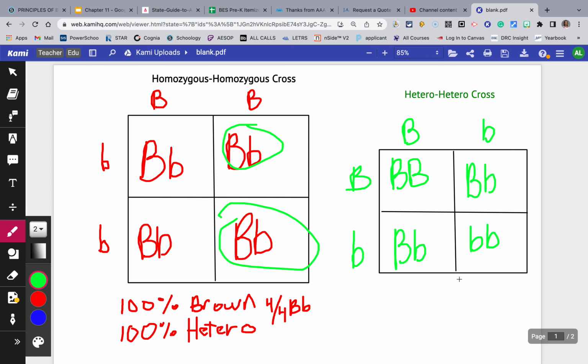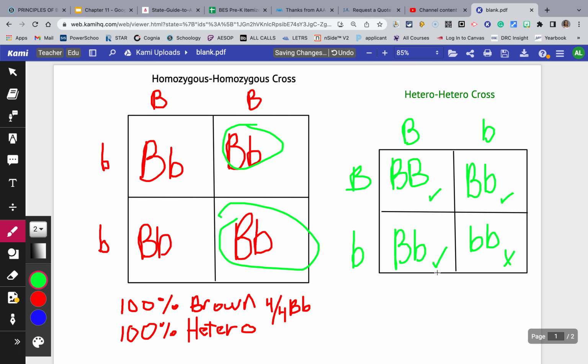So what are the chances that a hetero cross is going to have a brown-eyed child? Well, is this one brown-eyed? Check. Is this one brown-eyed? Yes. Even though it's heterozygous, its phenotype is still brown. Check. Is this chance, if the little kid gets these genes, is it going to be brown-eyed? Yes. What about this one? No. Okay. There would be a 75% chance that your child would have brown eyes.